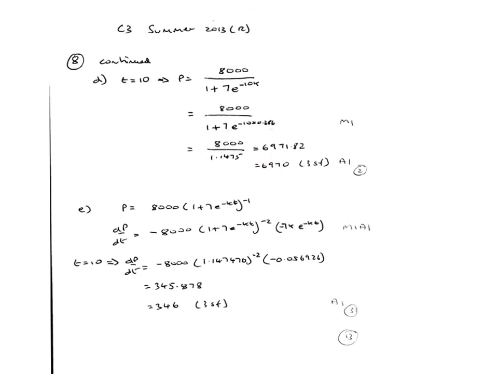And in part E we want the rate, so the rate is dp by dt, so we need to differentiate. So it's a power to the minus 1, so it's minus that to the minus 2, then differentiate the bracket. The minus k comes down, so it's minus 7k e to the minus kt. Plug in t is 10 and k is 0.386, and you get 346. And that's the C3 Summer 2013 R paper.